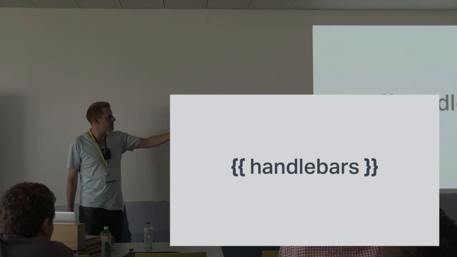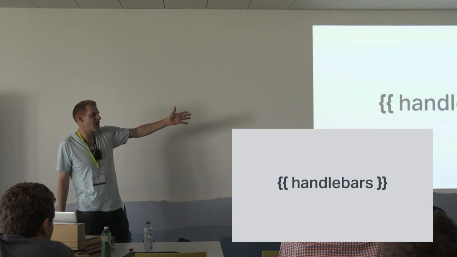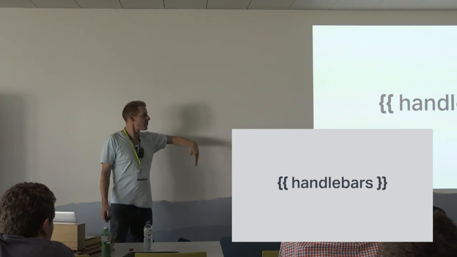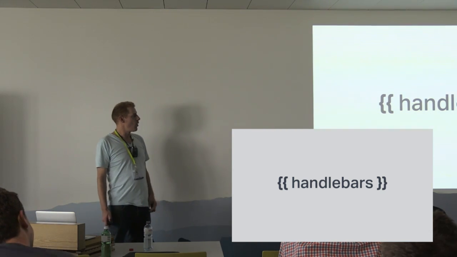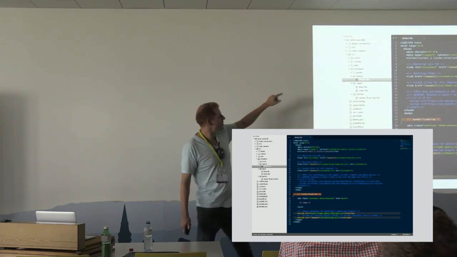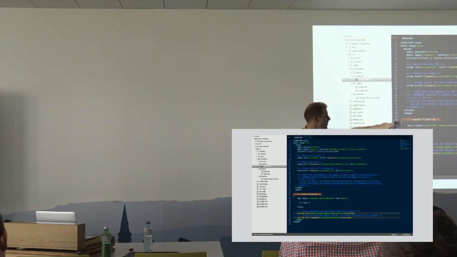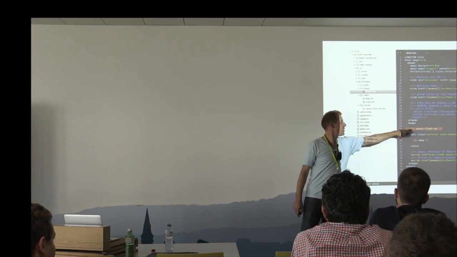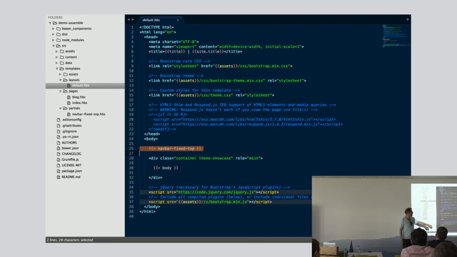And it's based on Handlebars as its templating language. It's super simple. It just has these expressions. This is kind of like a variable. It says, here, put a thing from the data here, or put a component here. And this is what it looks like. In the default template, you have this expression. It just says, throw your navbar fixed top right there. And there's the navbar fixed top file.